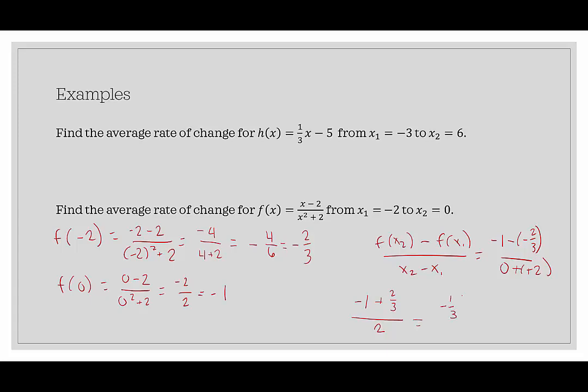If you're not a super fan of how I just did that, you could rewrite negative 1. Negative 1 is the same thing as negative 3 over 3, just finding that common denominator with the other fraction. Negative 3 over 3 plus 2 over 3 would be negative 3 plus 2 over 3, and there's that negative 1/3 I promised. So we have negative 1/3 over 2. This would be negative 1/3 divided by 1/2, which would be negative 1/3 times 2, and we end up with an average rate of change of negative 2/3. So there we have it.